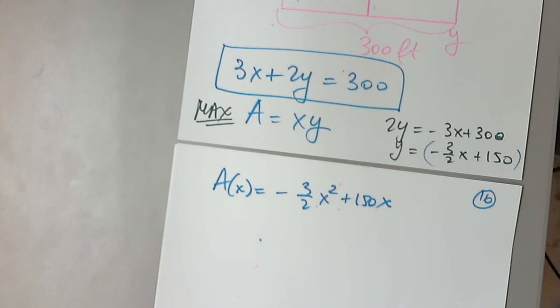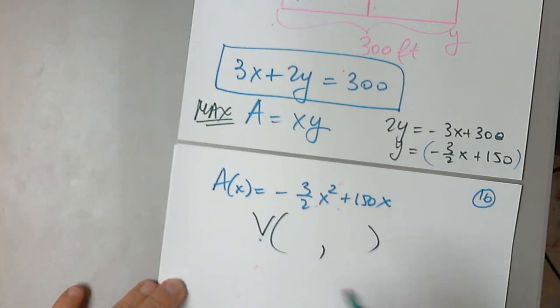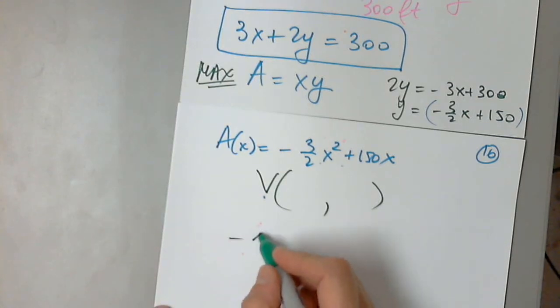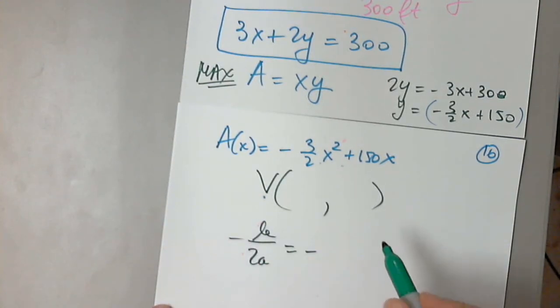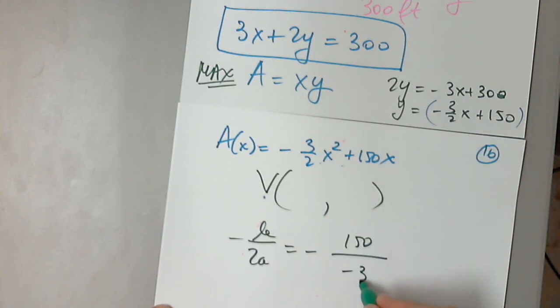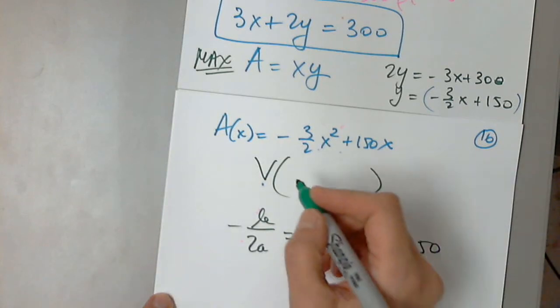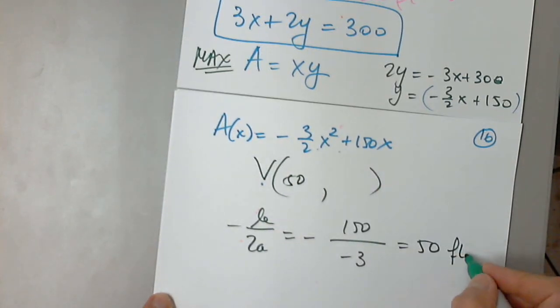What do I need to determine? The only thing that gives us the maximum of a quadratic function. Very good. So we have to find the vertex. How do I find the x-coordinate of the vertex? Very good. Negative b over 2a, negative b, 150. 2 times a is negative 3. So then the answer is 50. Measurement unit, feet. And this is the x, which is the width.